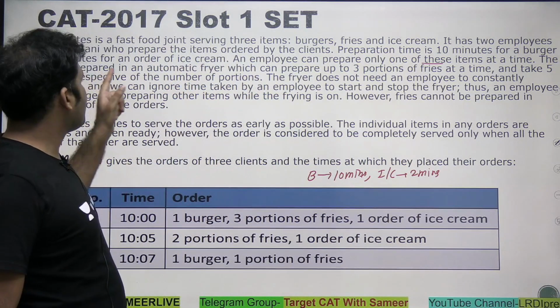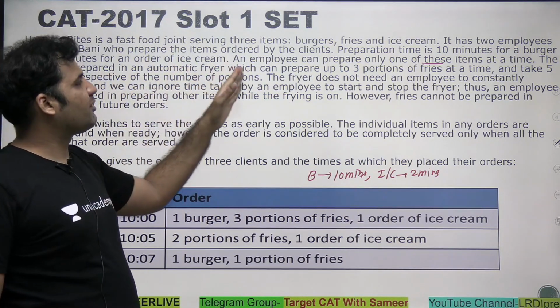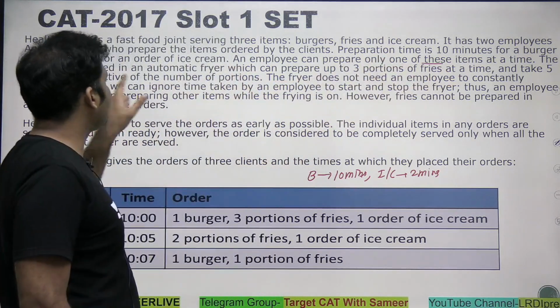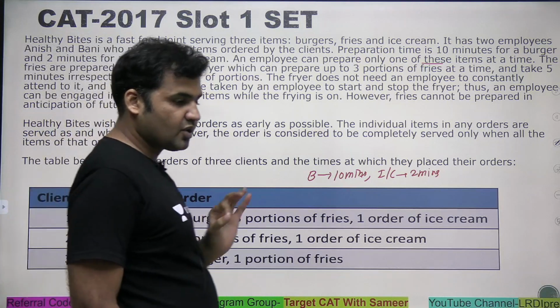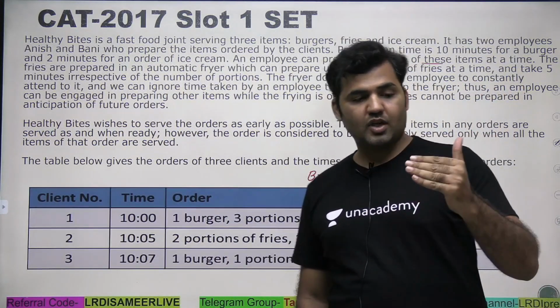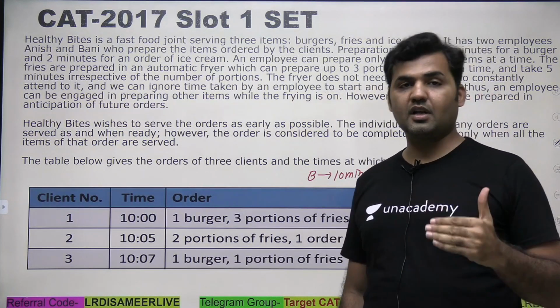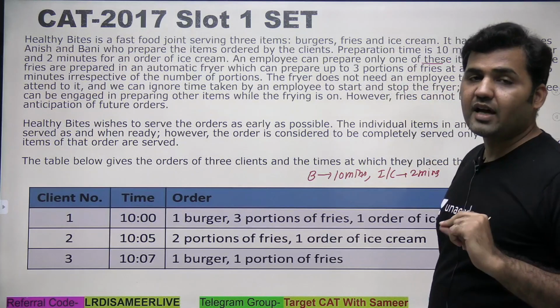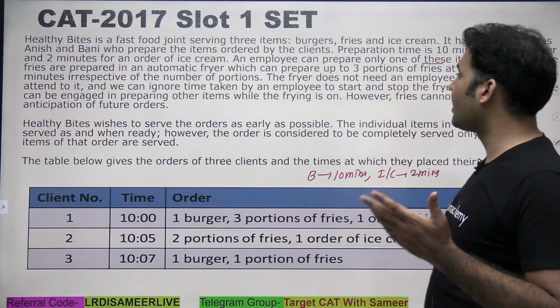Now the fries are prepared in an automatic fryer, which can prepare up to 3 portions of fries at a time and takes 5 minutes irrespective of the number of portions. So up to 3 portions, the fryer will take 5 minutes. So even if I have to make 2 portions, the fryer will still take 5 minutes, right? So at a time, a fryer will be able to make 3 portions and that will require 5 minutes of time.